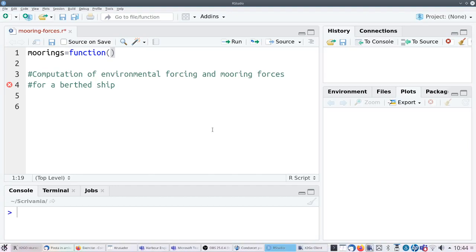So what I am creating now is an R function, which in my view should allow me, once I give the input data, to compute on the one hand the environmental forcings, so the yaw moment and the wind pressure and the wind force, and later on, subsequently, the mooring forces. Okay, so let's give as arguments of the function the wind velocity, so let's call it VW.